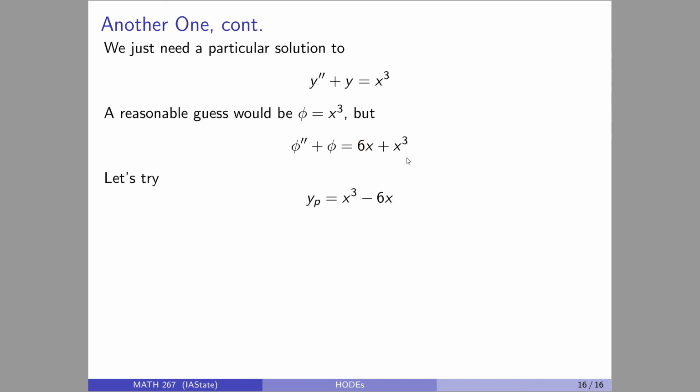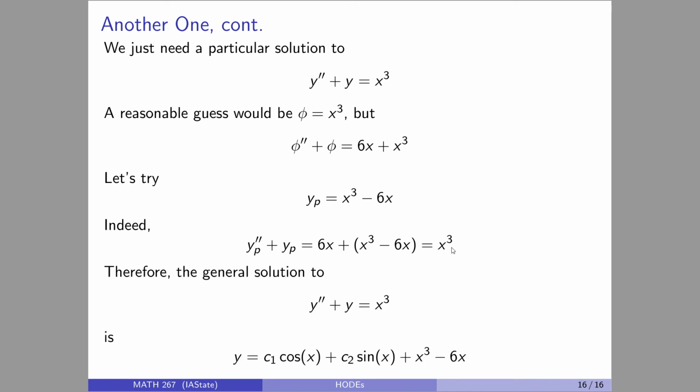So let's try x cubed minus 6x. Well, the second derivative will still have the 6x, right? The derivative of x cubed is 3x squared. Its second derivative is 6x. The second derivative of negative 6x is 0. So the terms knock out and, haha, nailed it. So the general solution to this is c1 cosine plus c2 sine plus x cubed minus 6x.